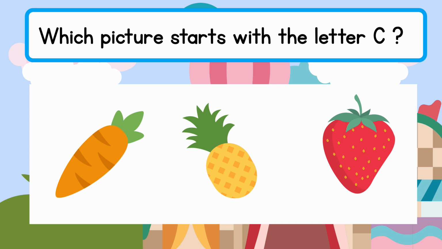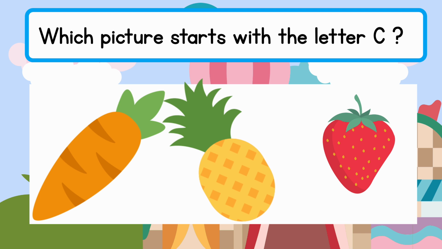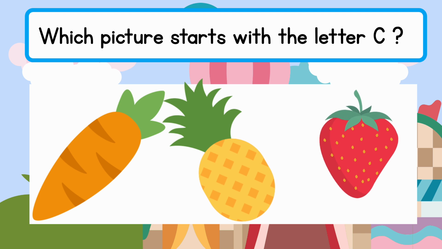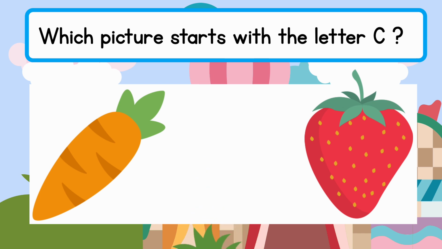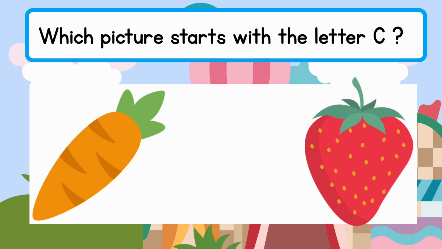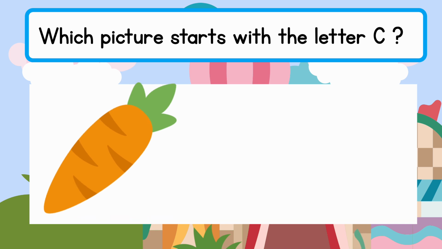Let's have a look. Let's name these pictures. So we have here carrot. Pineapple. Strawberry. Which picture begins with a k sound? Let's have a look. It's not the pineapple. It's not the strawberries. Well done. It is the carrot.